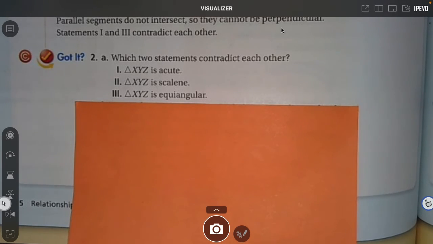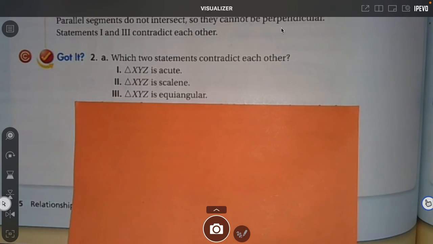So we're trying to see which two statements can't happen at the same time. Y'all, it's reasoning. You just have to use your brain and think. Okay? So we're taking these three triangles. Can a triangle be acute, scalene, and equiangular? First of all, let's say what all these things mean. Two of them are going to contradict. Acute means all the angles are smaller than 90. Does that make sense? Okay.